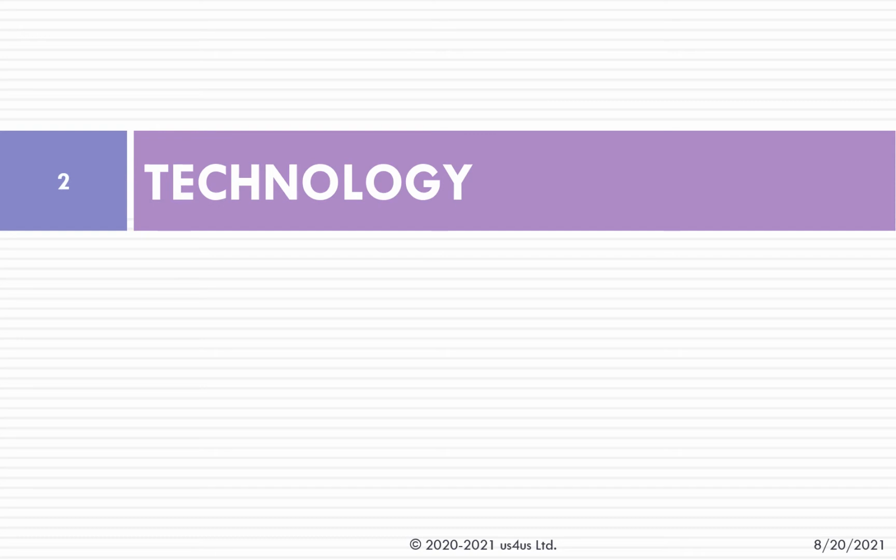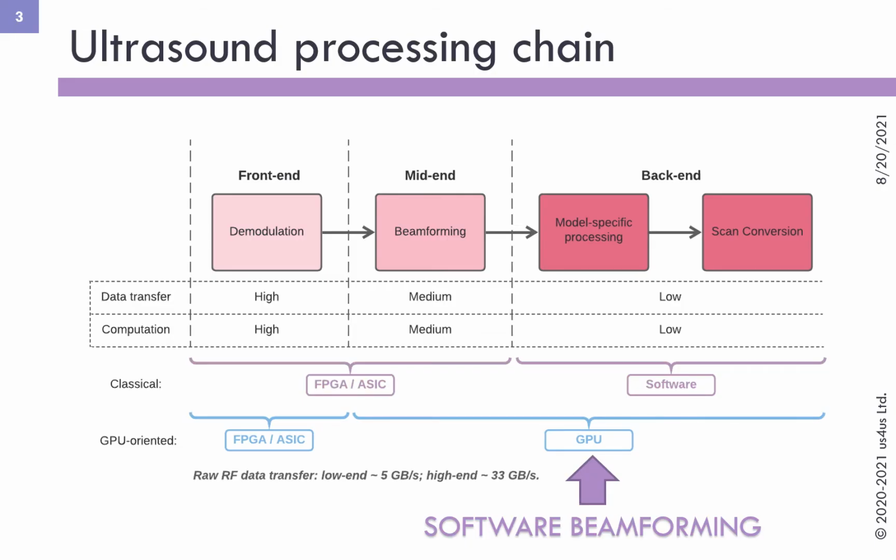Just a few words about our ultrasound technology. This is a traditional three-stage ultrasound processing pipeline and technical means applied to digital processing. In the classical approach, the first two stages, the demodulation and beamforming, are done mainly in hardware using FPGA or ASIC. Only the backend is usually done in software.